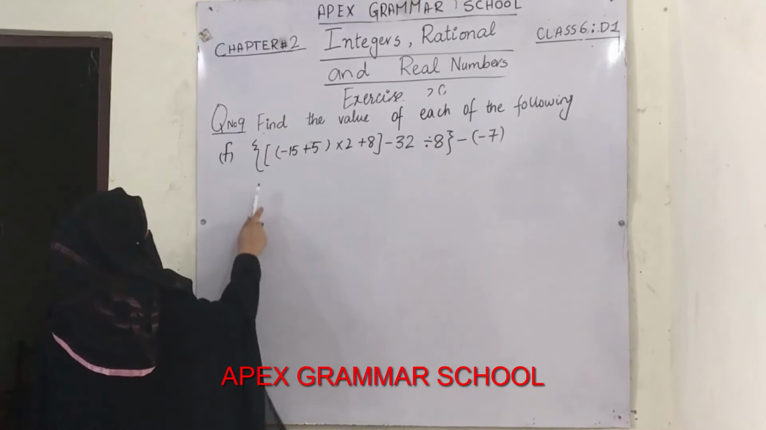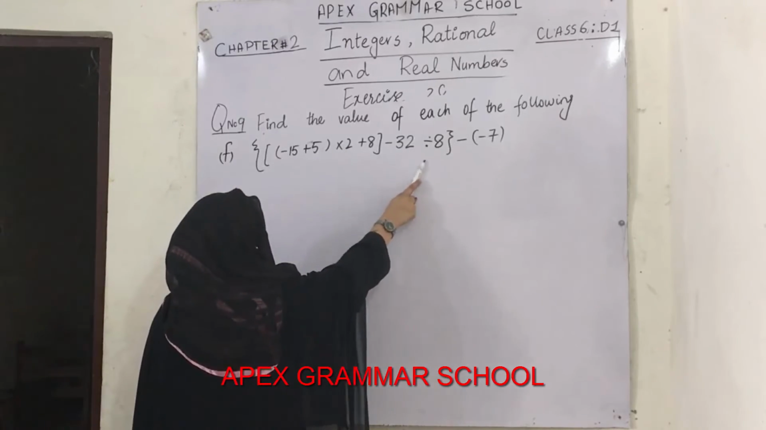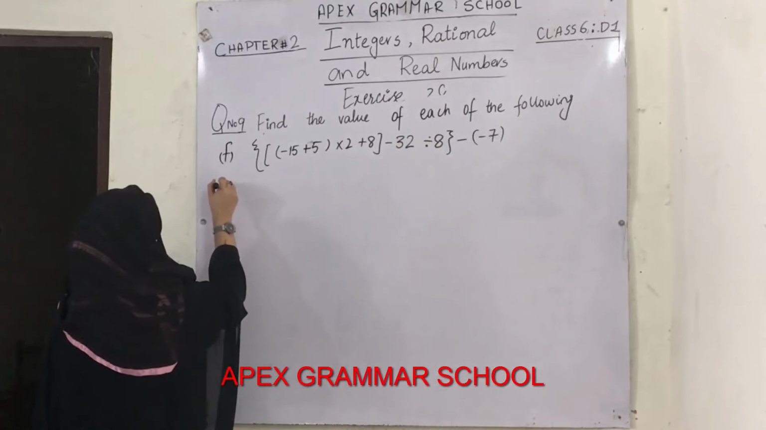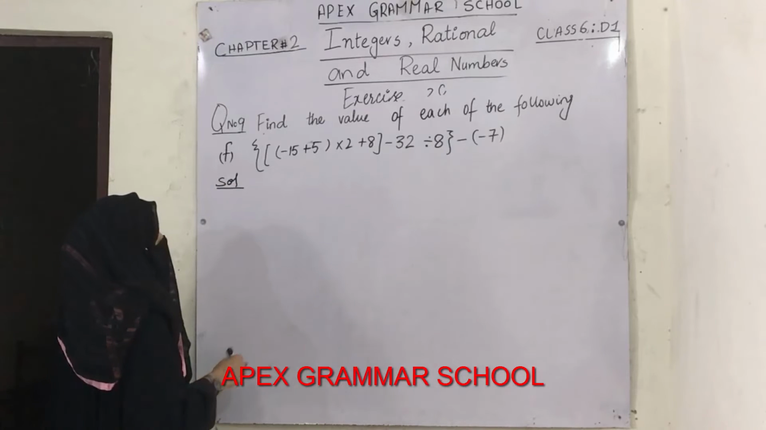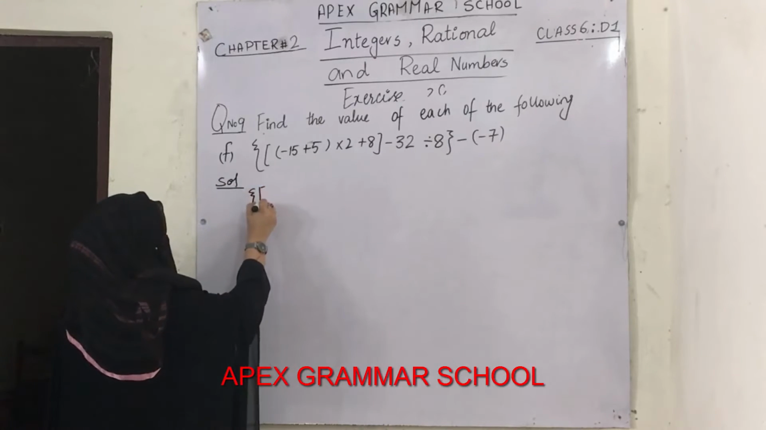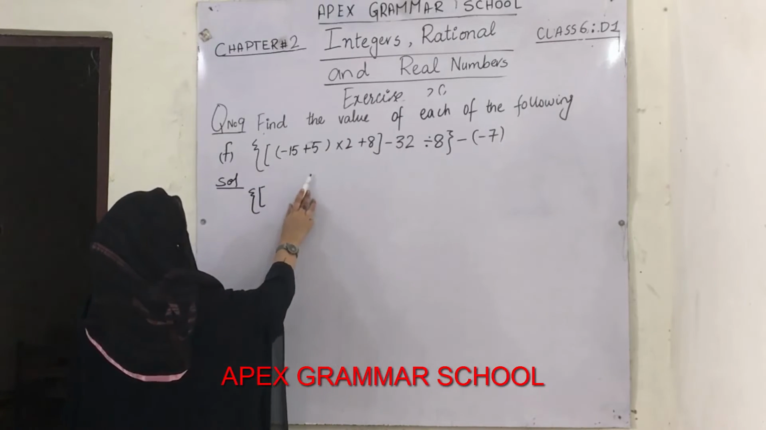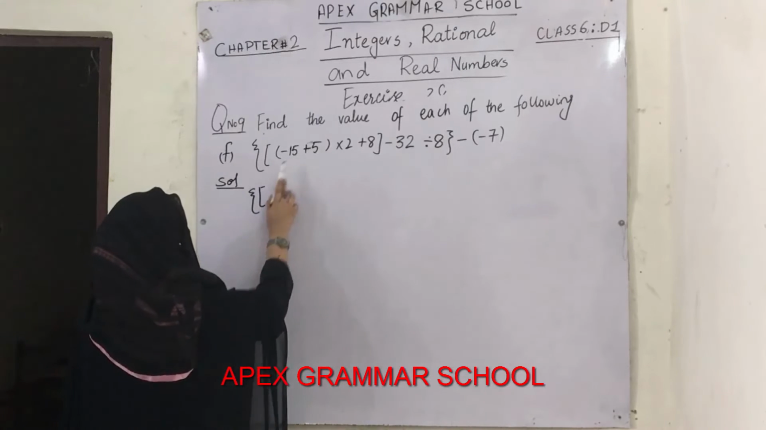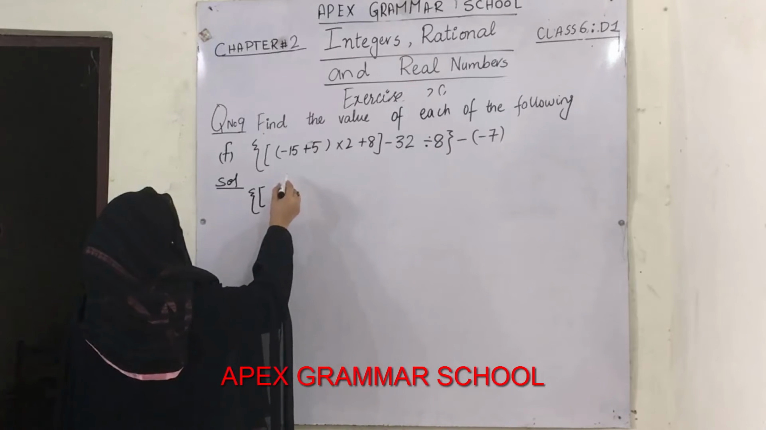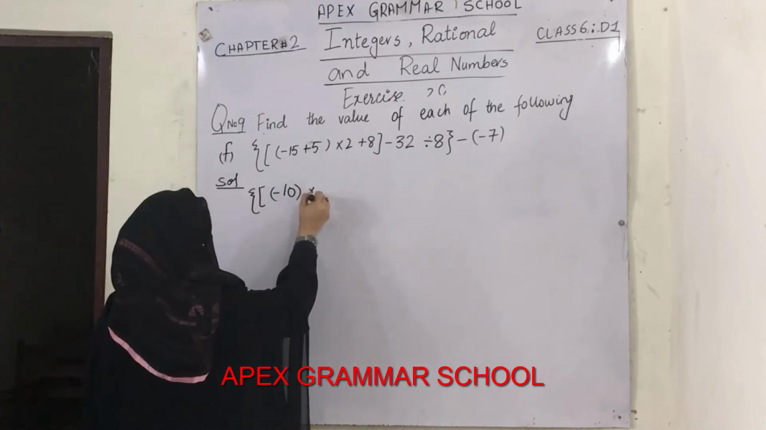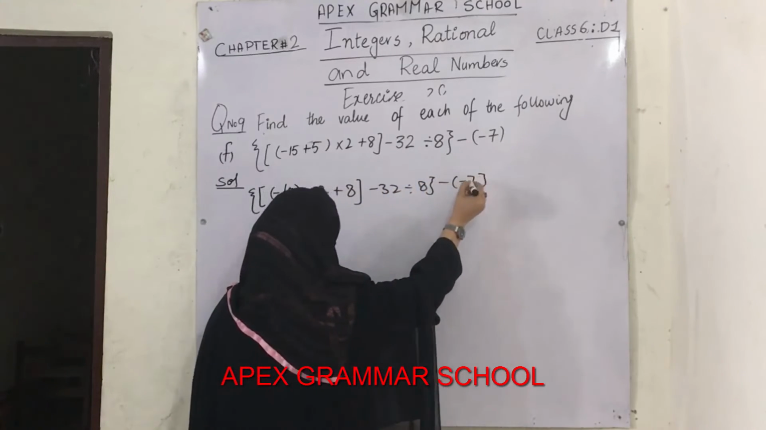Question number 9, F part. Minus 15 plus 5 into 2 plus 8 minus 32 divided by 8 minus into minus 7. You can see there are many operations and many brackets. So first we will take the help of the BODMAS rule, which tells us to solve the bracket first. So first I am going to solve the small bracket, which is minus 15 plus 5. As both of the values are having opposite sign, we will subtract them. 15 minus 5 is 10, and the sign of greater value will come, minus 10 into 2 plus 8 minus 32 divided by 8 minus into minus 7.